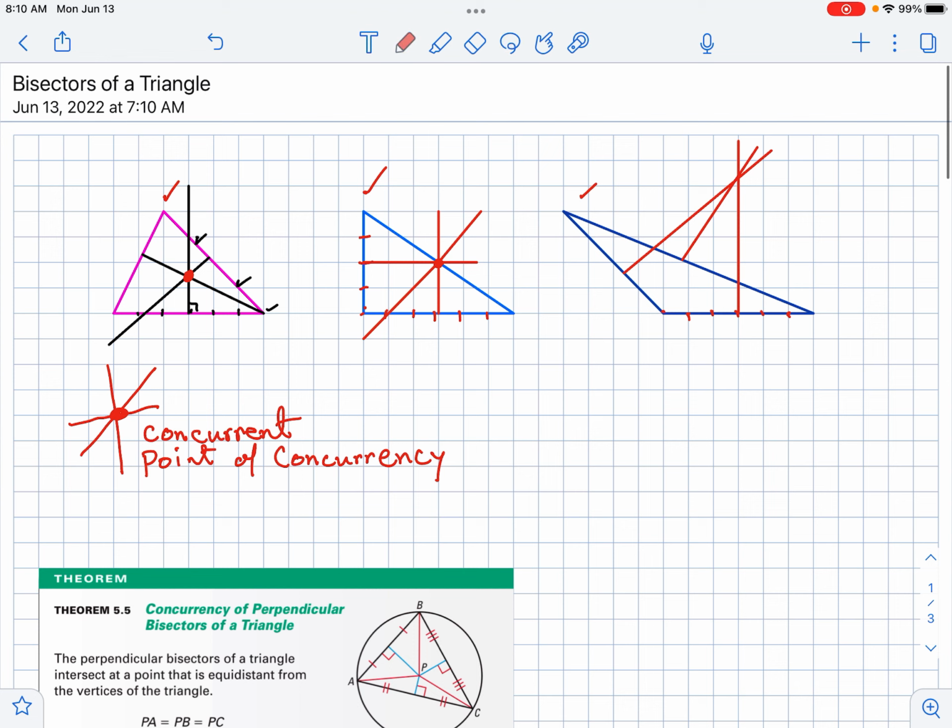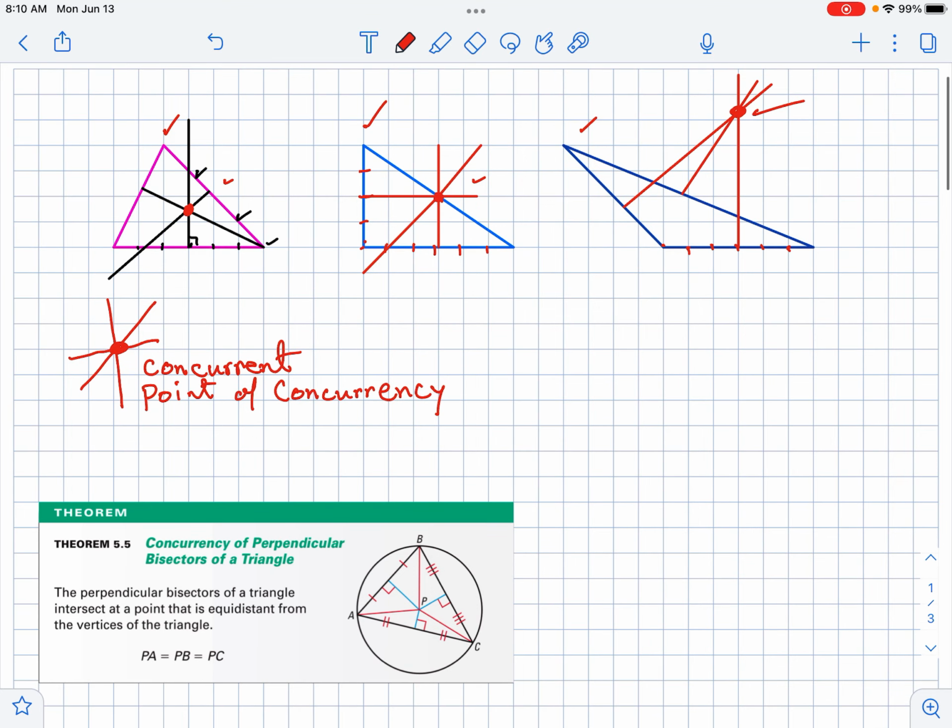And you notice for this obtuse one, you're going to get an intersection out here outside the triangle. So the point of concurrency is outside the triangle for the obtuse, on one of the sides for the right, and inside the triangle for the acute.